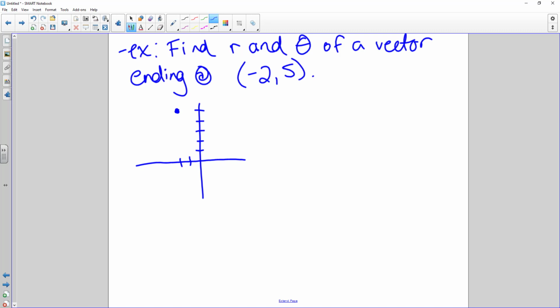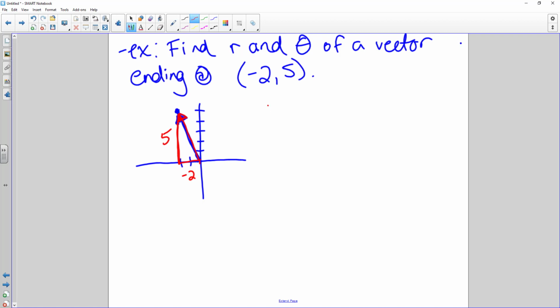So here's -2, 5. Here's a vector ending there. You can imagine that's a straight line. Okay, so here's my vector. So to find the magnitude and direction of this one, I'm going to drop down my line to make this into a right triangle. So I have -2 on the bottom, +5 going up.